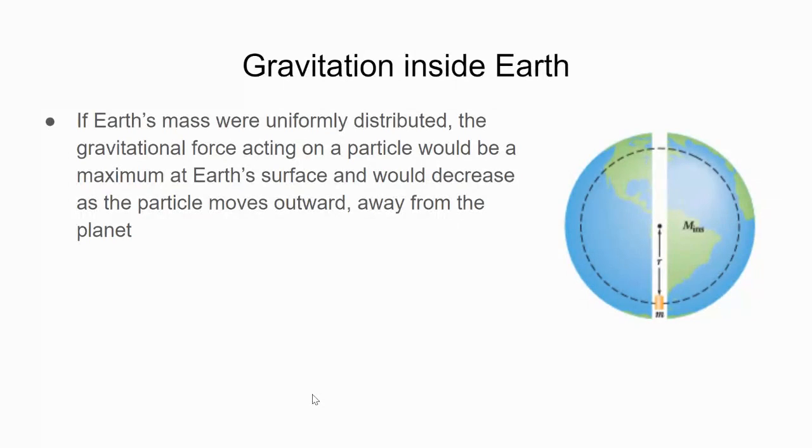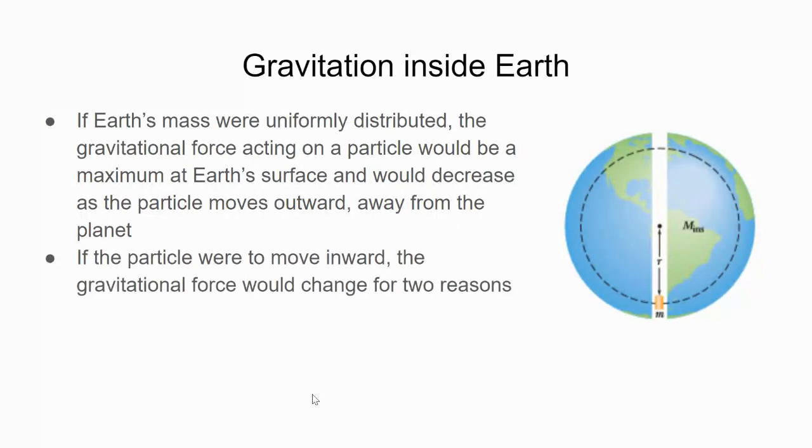So if Earth's mass is uniformly distributed, the gravitational force acting on a particle would be a maximum at the Earth's surface, and it would decrease as the particle moves outward. And that's when we're moving off of the Earth, outside of the Earth, away from the planet. Now, if instead the particle were to move inward, the gravitational force changes for 2 reasons.